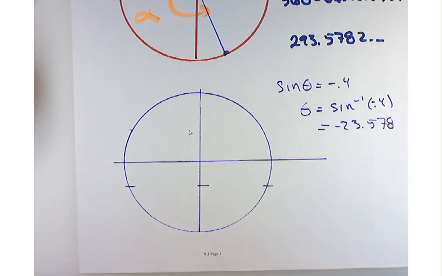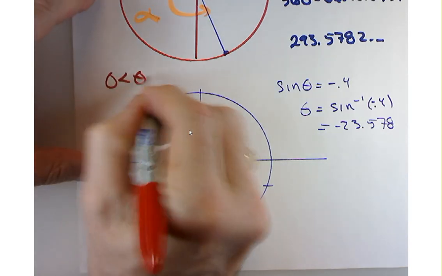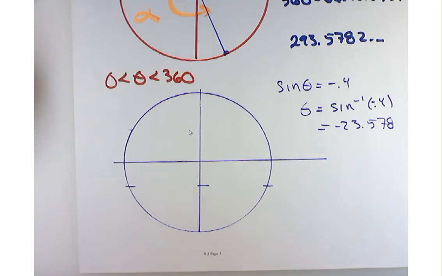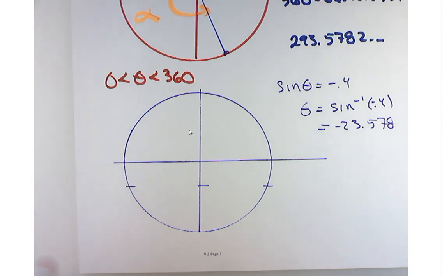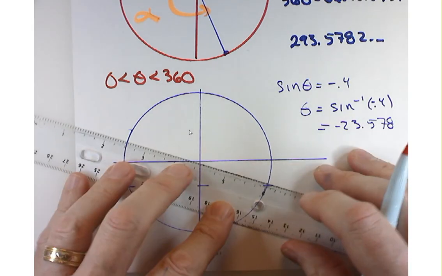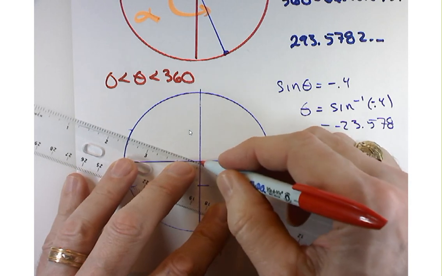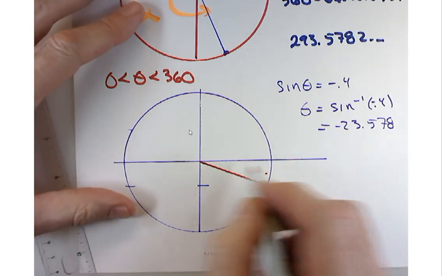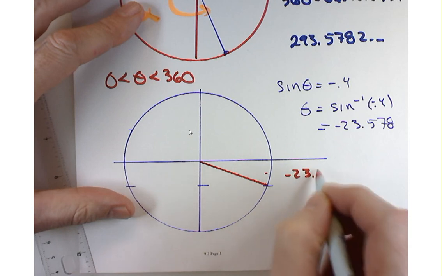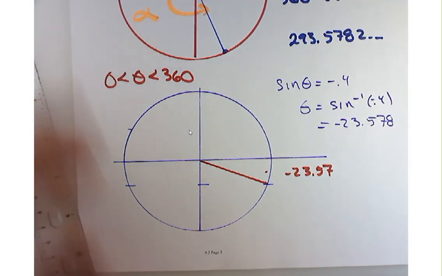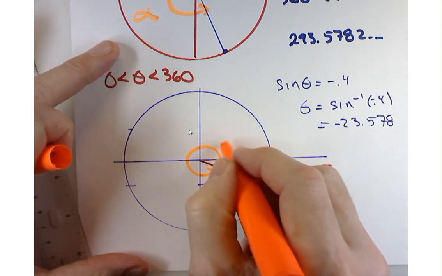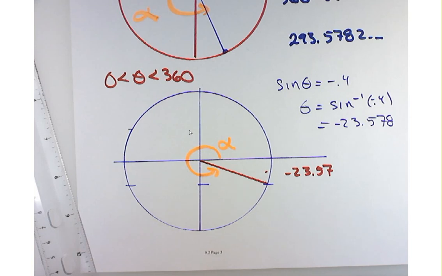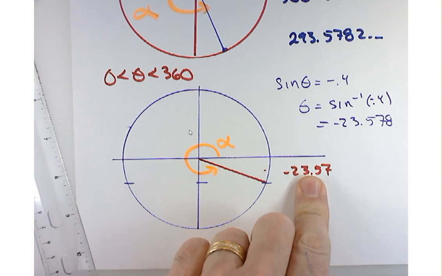Why are you in trouble? Is that out of the range? Yeah, I'm going to want theta between 0 and 360 degrees. So right off the bat, your first answer, you can't use and get full credit yet. So that's negative 23.578. I want the positive angle that's going to start out here and go all the way around. So call that one alpha. Plus 360. Yeah, if you add 360 to that, you should be in good shape.